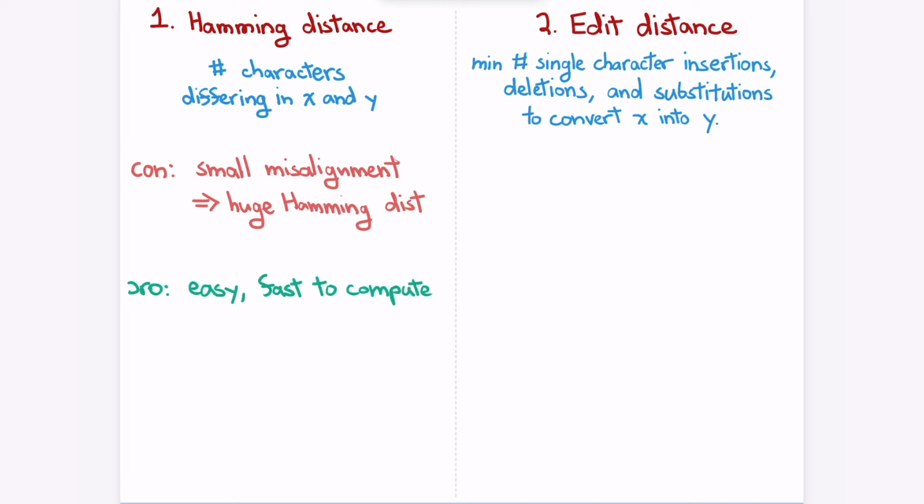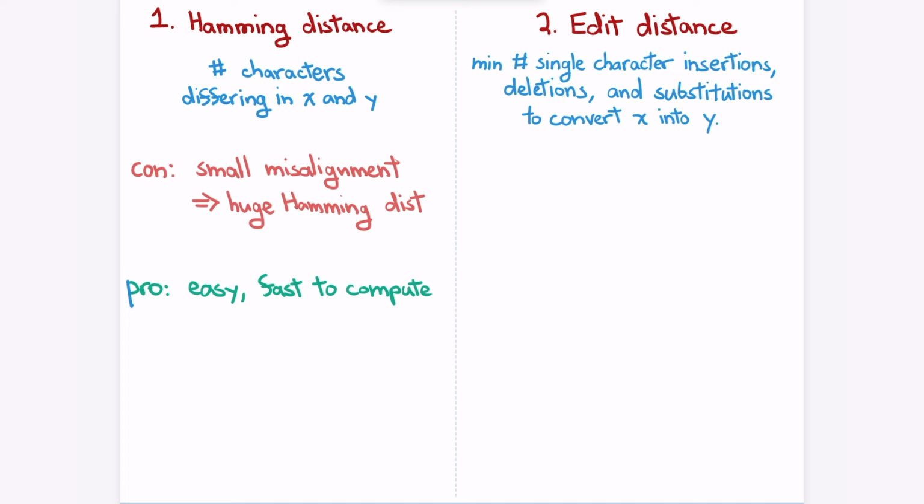But the pro is that it's very efficient. Yeah, it's very easy to just line up the two strings. Say, that's the same. That's not the same. That's the same. That's not the same. Right? It's very easy to calculate the Hamming distance. So I would say that would be good.